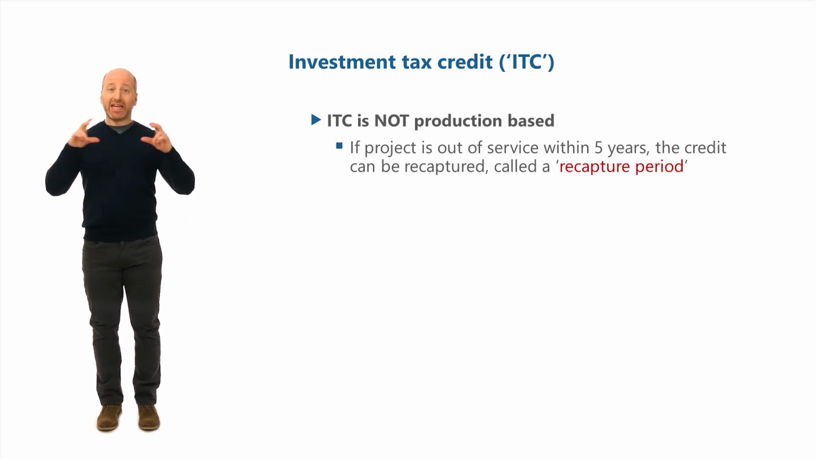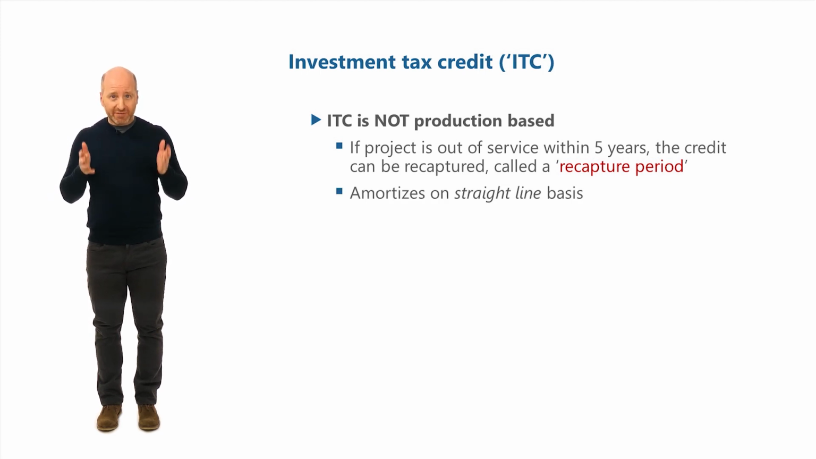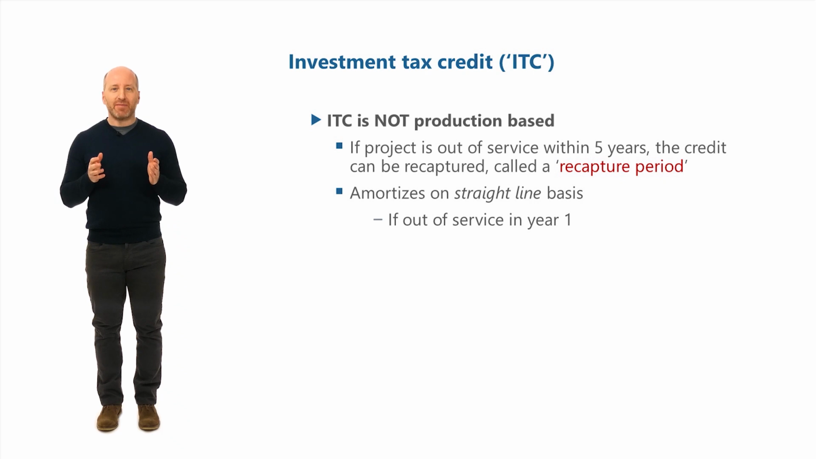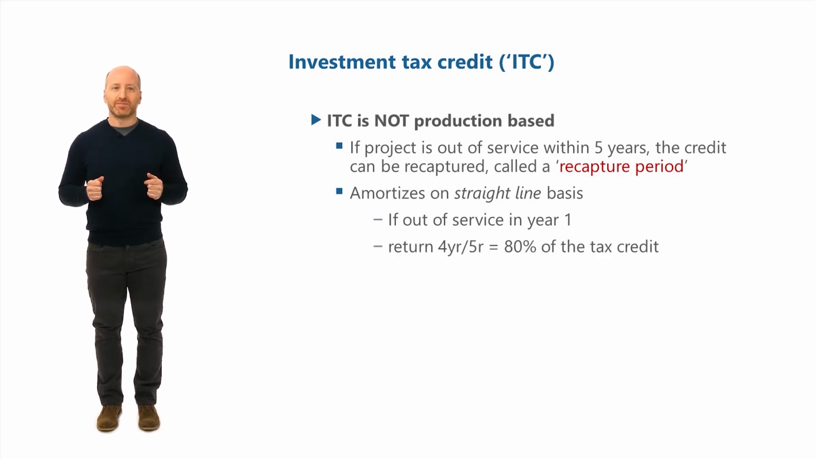The tax credit basically amortizes on a straight line basis. So if you took the project out of service after 1 year, you would need to pay back 4/5 or 80% of the tax credit.